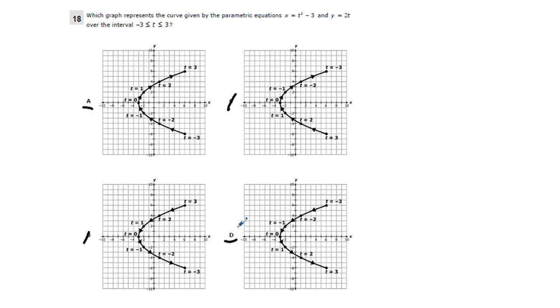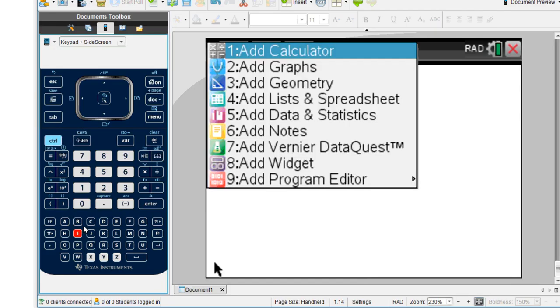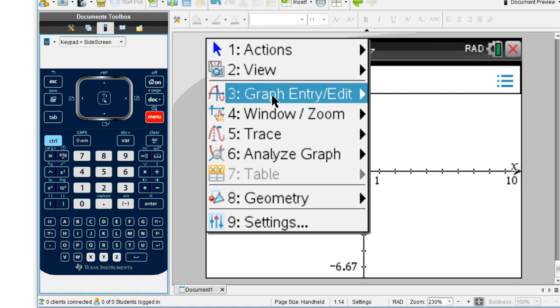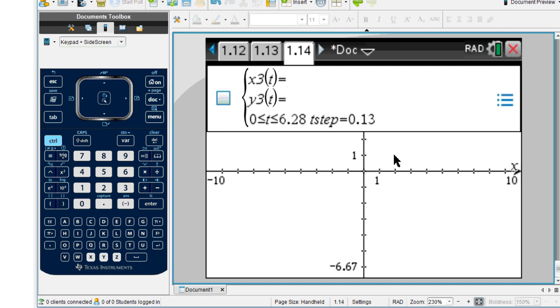So let's put the parametric equation in our calculator and see what it says. For that, let's go to the calculator, Control I, Add Graph, Menu, 3, 4, Parametric. The first one we're going to put here is t squared minus 3, and then 2t.